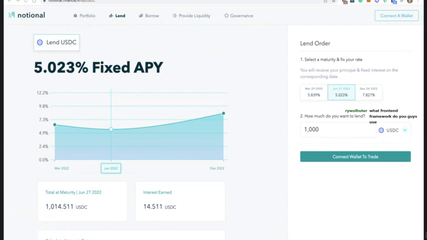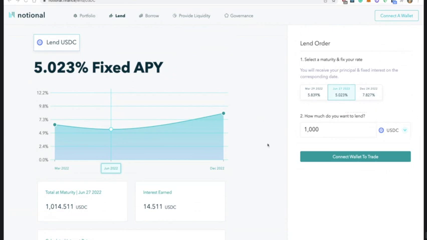Now, the issue with that is it's kind of a bad user experience, because once the maturity comes due, you're no longer providing liquidity, and then you have to move your liquidity into the new maturity and roll your cash forward. It's not a 100% passive activity.